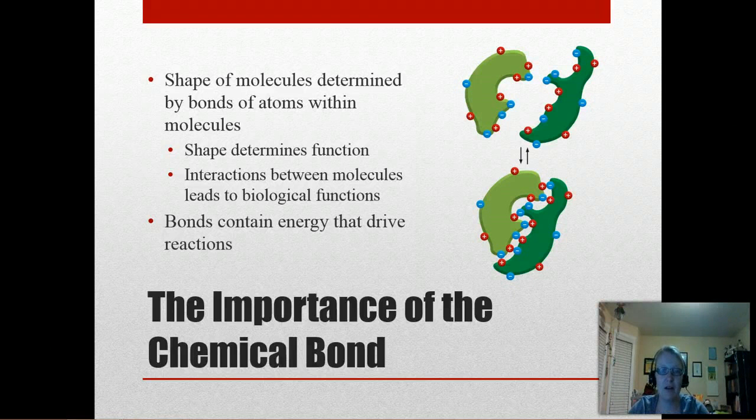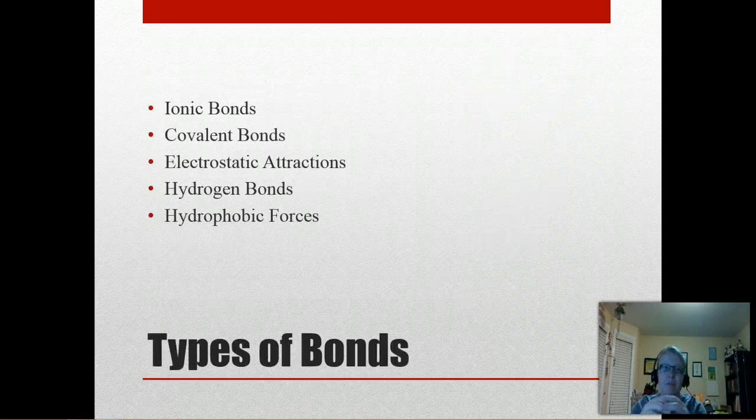So we're now going to talk about a couple of the big bonds that are important in biology. There are 5 bonds that we need to talk about for biology. They're ionic bonds, covalent bonds, electrostatic attractions, hydrogen bonds, and hydrophobic forces. And we're going to go through those in the next couple of slides so you get a good, quick review of what they are and how they work.